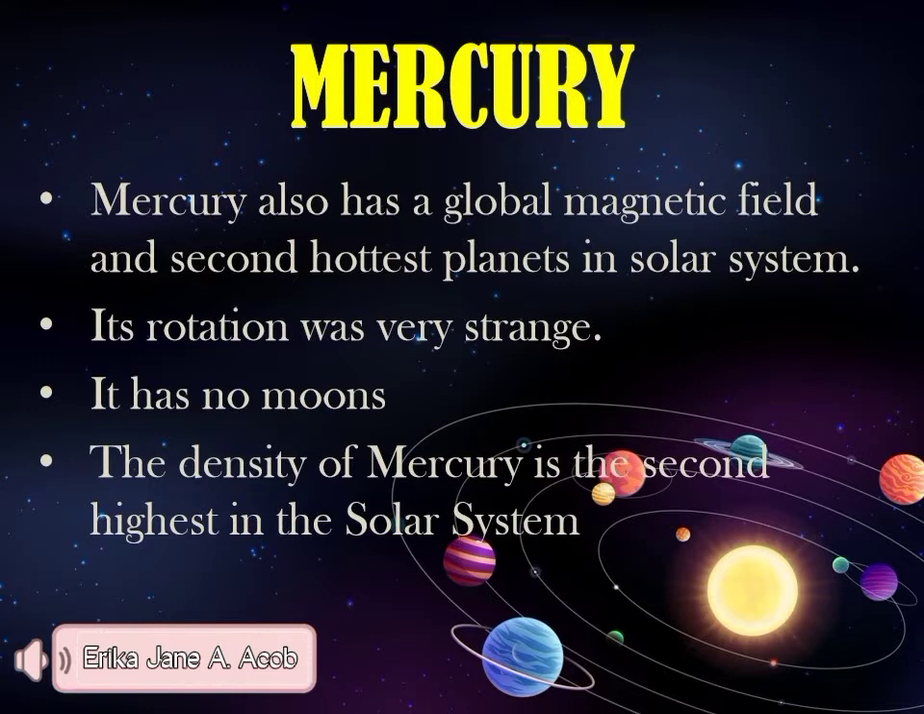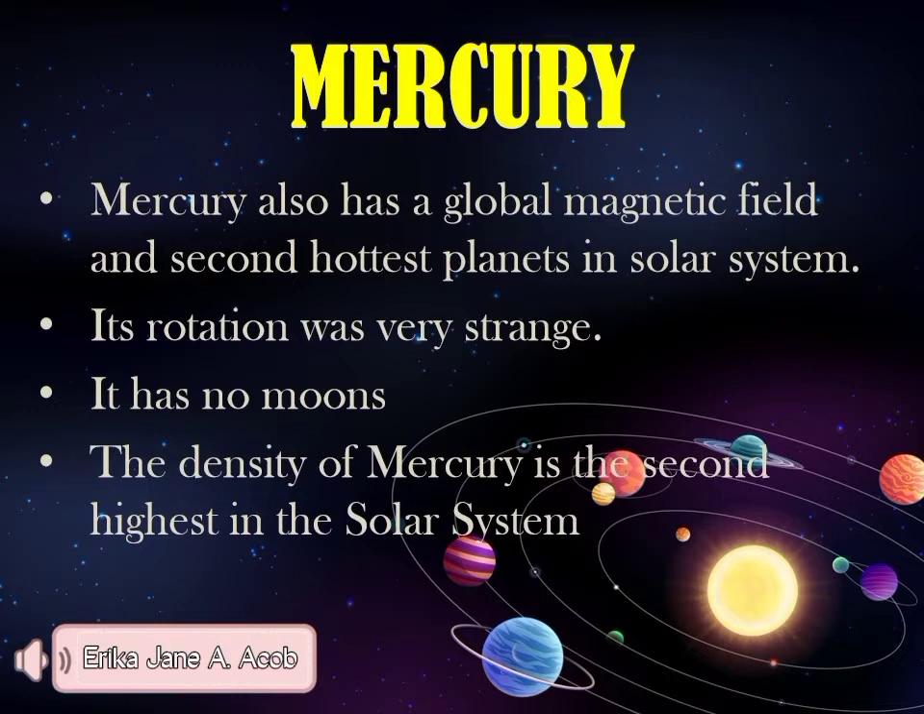That's why it leads to having both hot and cold weather. That's why it is the second hottest planet. Next is its rotation, because the rotation of Mercury is very strange.